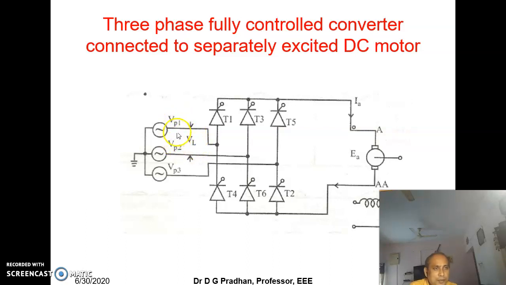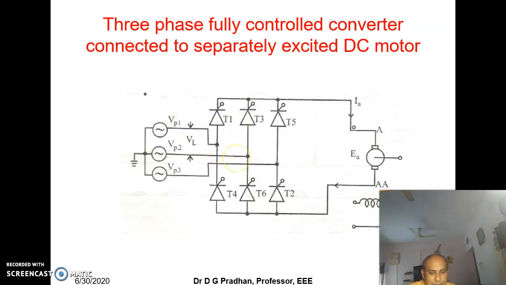Here Vp1, Vp2, Vp3 are the three phase voltages. The line voltage between line 1 and 2 will be equal to Vp1 minus Vp2, like that. Here the load is the separately excited DC motor, the load current is Ia, and the voltage across the motor is Ea. In this case the thyristors are triggered at 60-degree intervals in serial order T1 to T6 in each cycle of the input voltage.